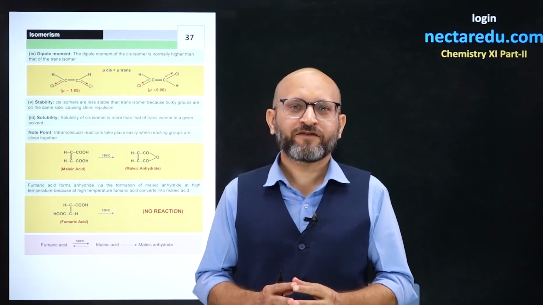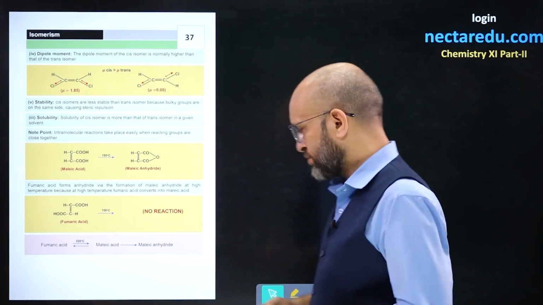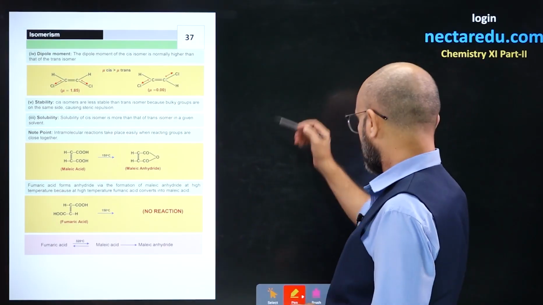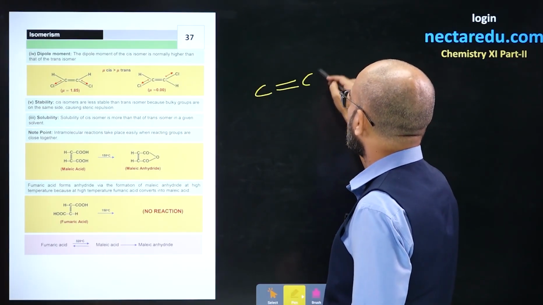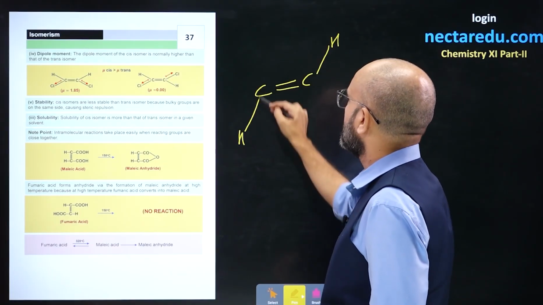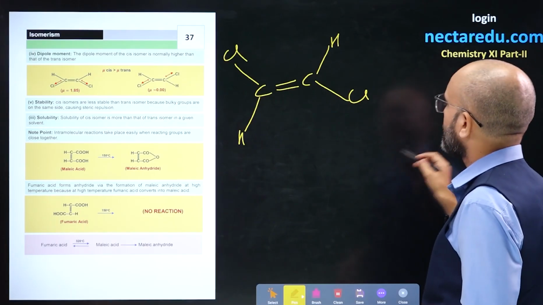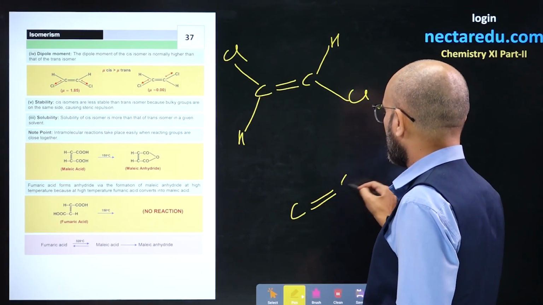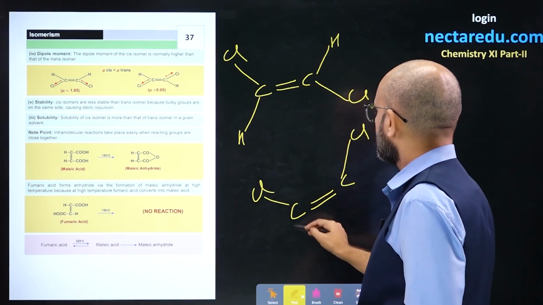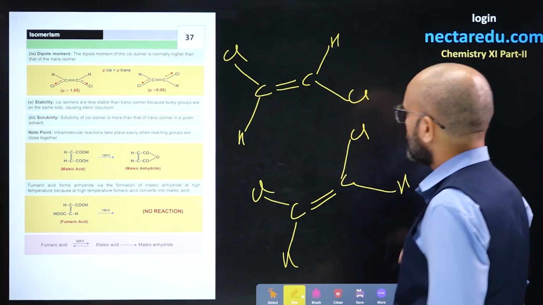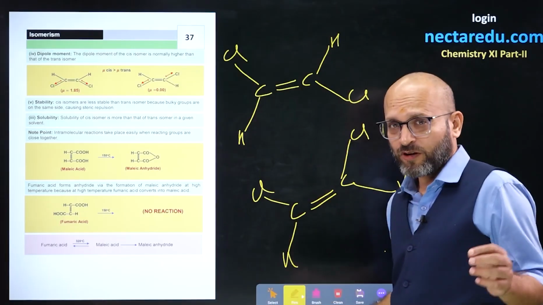So now we have a comparison of properties of cis and trans geometrical isomers. So let's see, if we have a cis isomer here and we have a trans, let us compare the dipole moment of these. So dipole moment, what do you think, is a vector quantity.